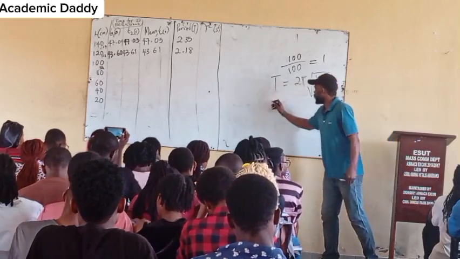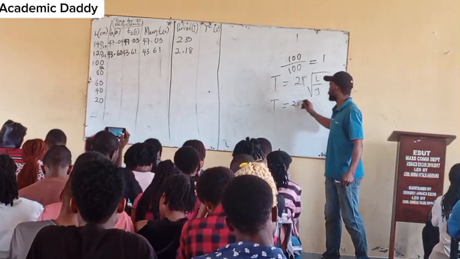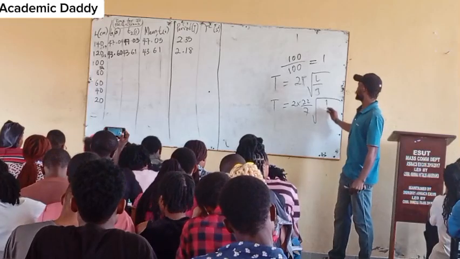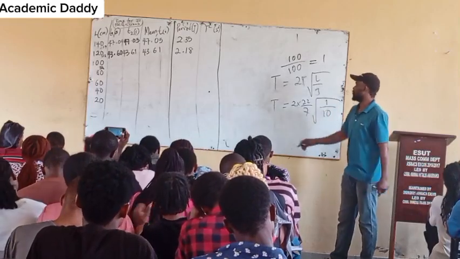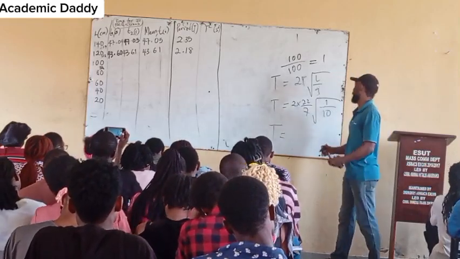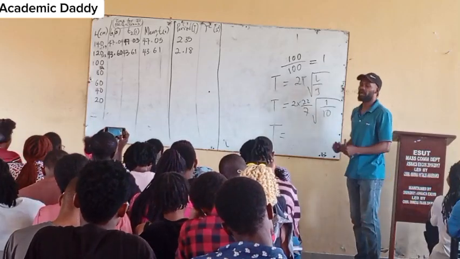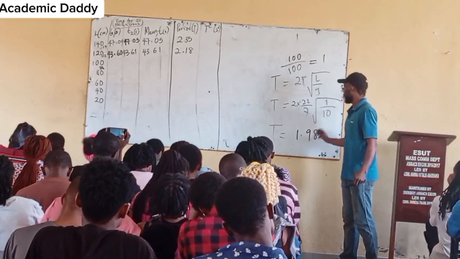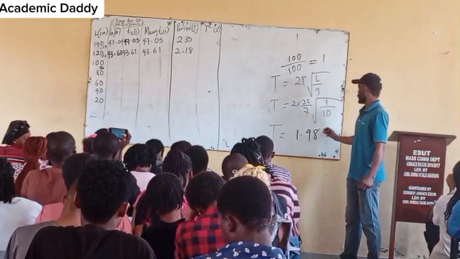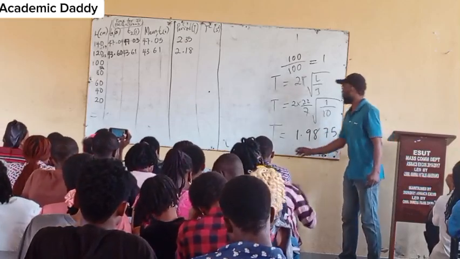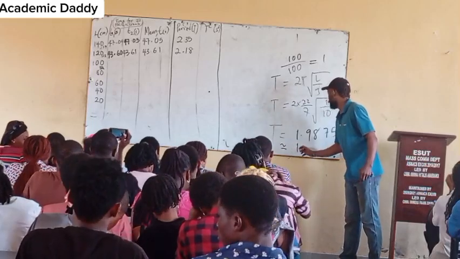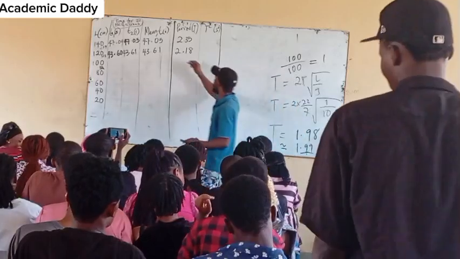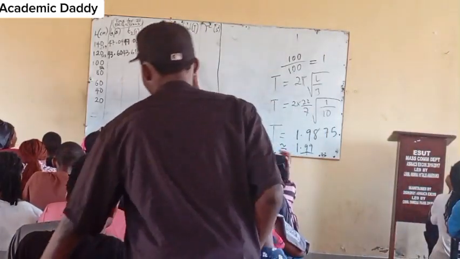Very important. So I will do T equals 2 times 22 over 7 times root of L. My L here is what? 1 over 10. So T is going to be equal to what? What do you have? 1.98, 7.5 like this. Okay, which is approximately 1.99, to 2 decimal places, shall we? So I'll come and put 1.99.